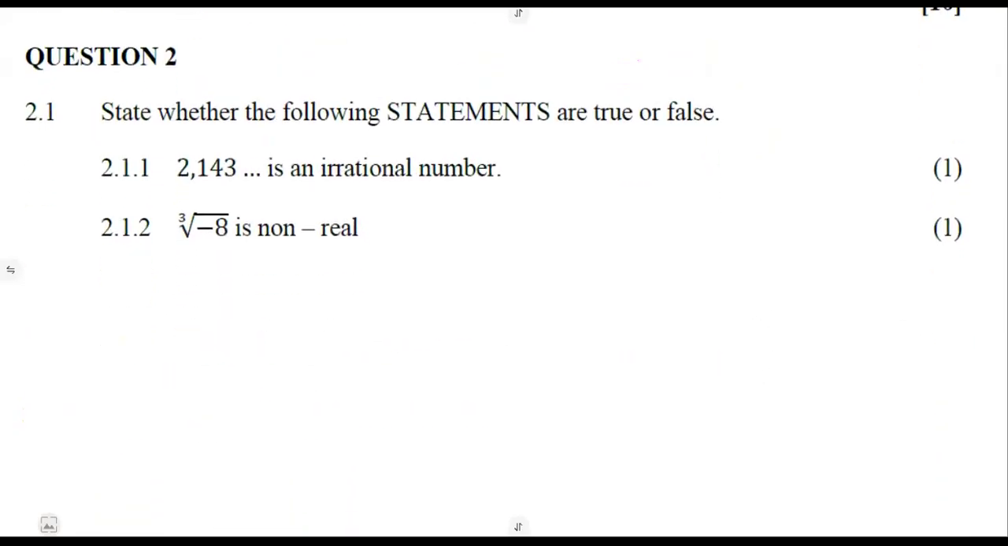Question number 2. State whether the following statements are true or false. 2.11, 2,143, and so on and so on. Take note, they are saying and so on, it's still going. It is an irrational number. That's very correct because we understand that an irrational number is an endless decimal.